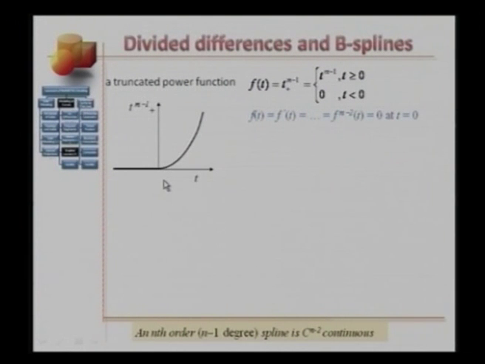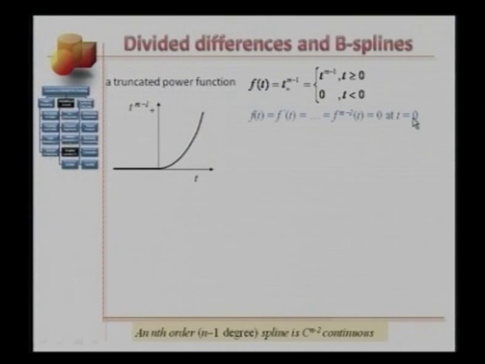Try to compute the derivative from the left hand side and the derivative from the right hand side. So for values of t greater than 0, since this is a pure polynomial, the first derivative will be m minus 1 times t raised to m minus 2. The second derivative will be m minus 1 times m minus 2 times t raised to m minus 3, and so on and so forth. You know that. And if you evaluate these derivatives at t equals 0, you will find that all these derivatives will be 0 at t equals 0.